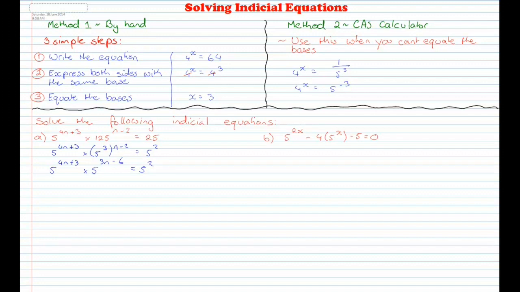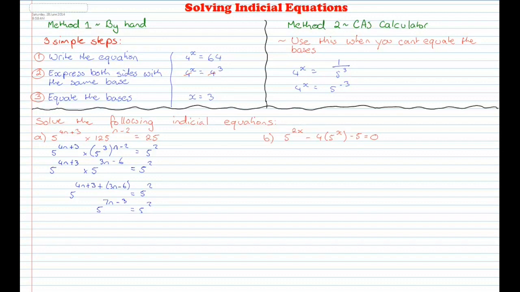Now I can combine these two terms. So I've got 5 to the power of 4n plus 3 times 5 to the power of 3n minus 6, so I need to combine them by adding the actual powers. That's going to get us 5 to the power of 4n plus 3, and then I'm going to add 3n minus 6, all of it, and that's going to be equal to 5 squared. So when I add these, I get 5 to the power of 4n plus 3n is 7n, and 3 plus negative 6 is negative 3, is equal to 5 to the power of 2.